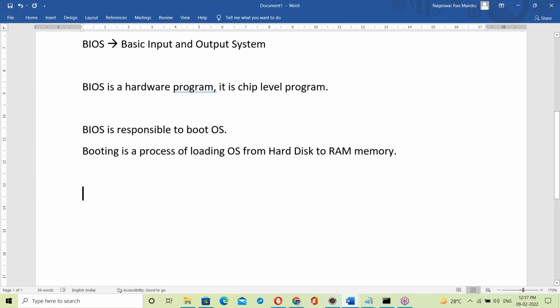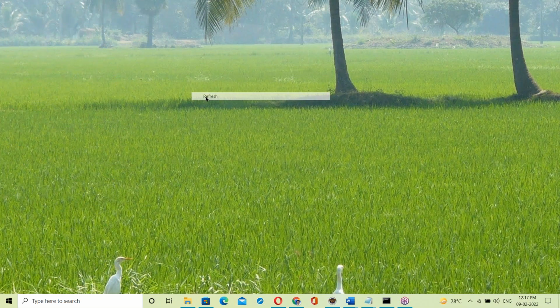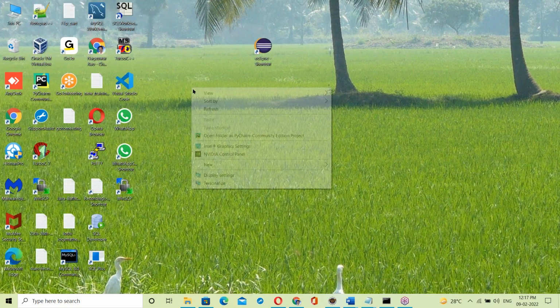So this is about BIOS. Once BIOS is initiated and booting is done, your system is ready. Now this is my system with the OS. Now this OS is responsible for taking your request here.